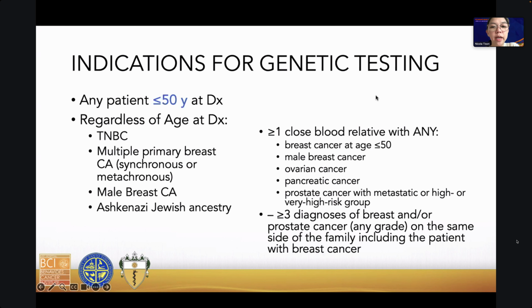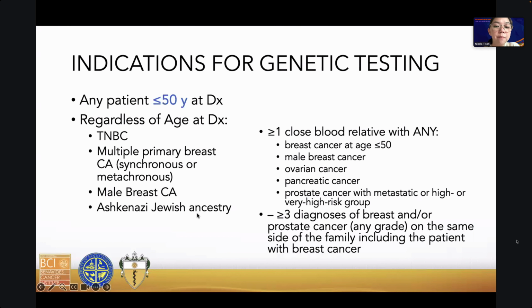Now, important for you to know the indications for genetic testing. So as I mentioned, any young patient, so young I said 40, but for genetic testing, any patient diagnosed with breast cancer at 50 and below, that's an indication. Regardless of age at diagnosis, if they have triple negative breast cancer, multiple primary breast cancers, like if they have bilateral breast cancer, male breast cancer, or Ashkenazi Jews, or any of these. One close blood relative with any of these, or 3 or more breast or prostate cancer on the same side of the family, including that patient. So if she has 2 other relatives who had breast, ovarian, prostate cancer, then that would already be an indication for genetic testing.